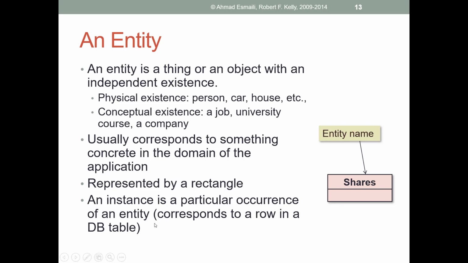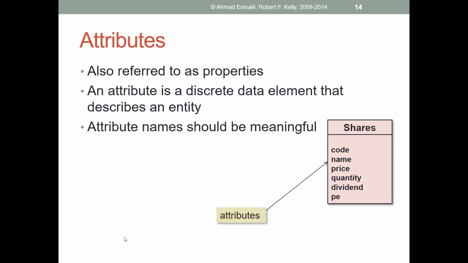An instance is particular. This I already highlighted. An instance, which means an entity instance, is a particular occurrence of an entity, and it corresponds to a row in the database table. I did explain that to you in the previous slides. Now this is all modeling, right? We are in modeling right now, so you won't see any table. You're just looking at a rectangle, and this rectangle has been named shares. This is the representation of an entity in our modeling.